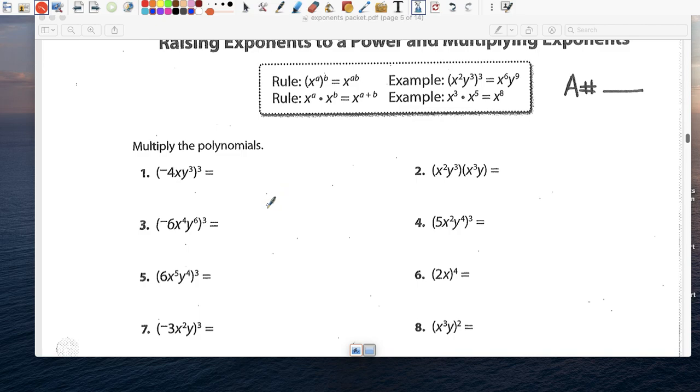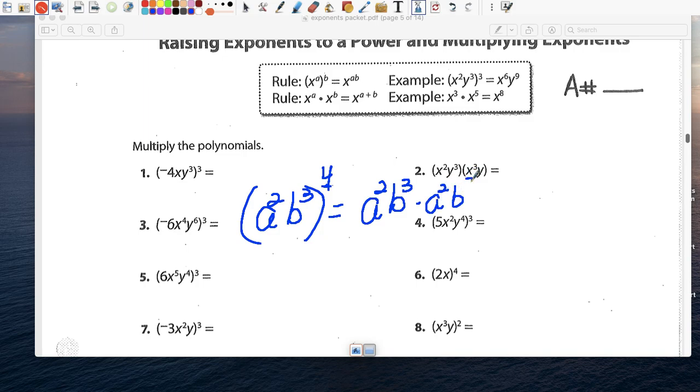Let's do one that's a little bit different. So let's go a squared b cubed raised to the fourth power. Let's do this the long way. So this exponent of 4 is telling everybody in the parentheses, multiply by yourself 4 times. So it's a squared b cubed times a squared b cubed times a squared b cubed times a squared b cubed. That's what is happening here.